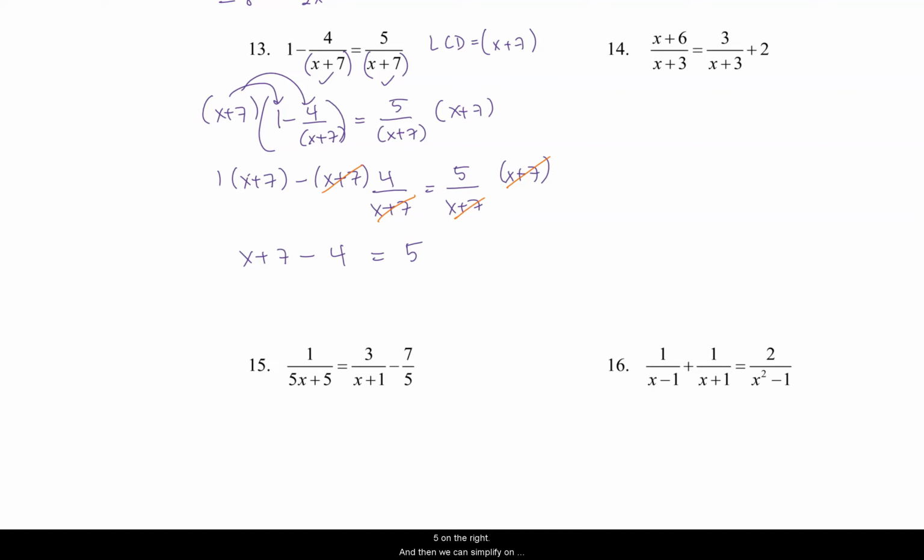And then we can simplify on the left. 7 minus 4 is 3. x plus 3 equals 5. You probably see it right away. x equals 2. Quick check up here. LCD, x cannot equal negative 7. We did not get negative 7. We can check with the 2 and make sure that it works.